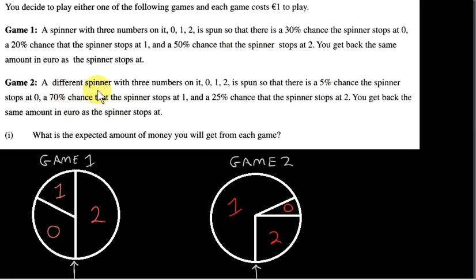In game 2, we have a different spinner with 3 numbers on it, 0, 1 and 2. It is spun so that there is a 5% chance that the spinner stops at 0. So we have a very similar setup, but we want the probability that this sector here stops at the pointer to be 5%. So basically we want this angle to be 5% of 360 degrees. Now 5% of 360 degrees is 18 degrees.